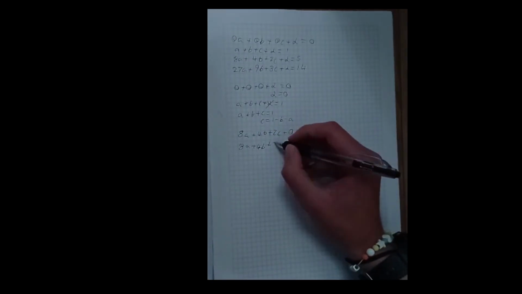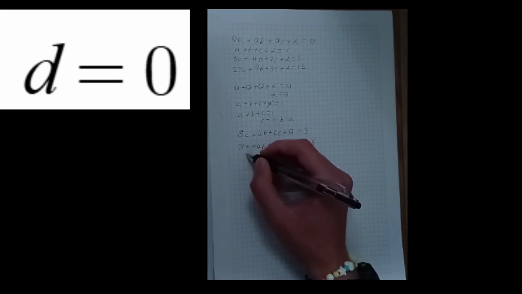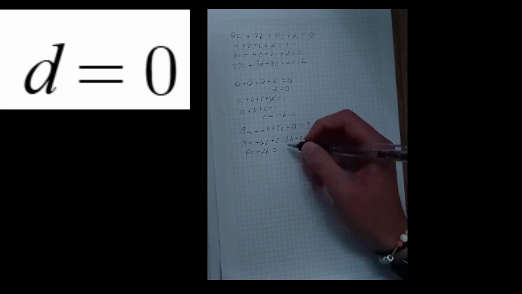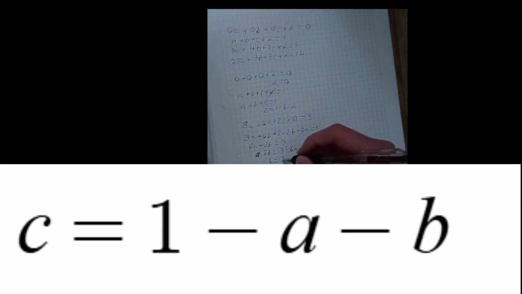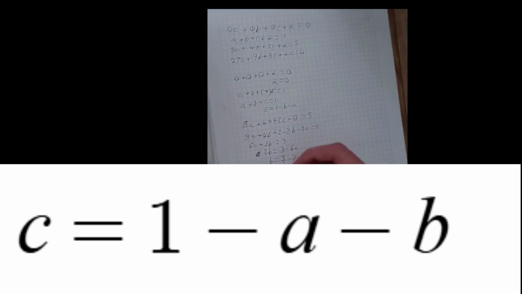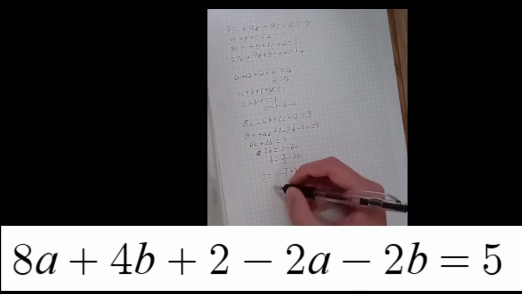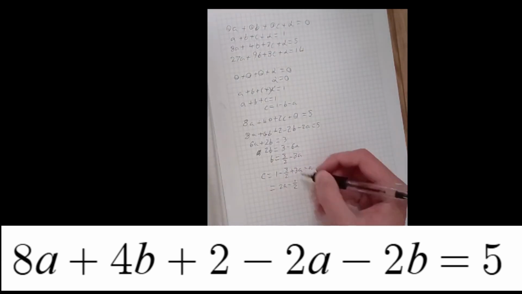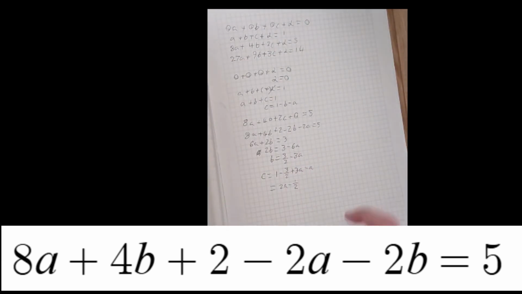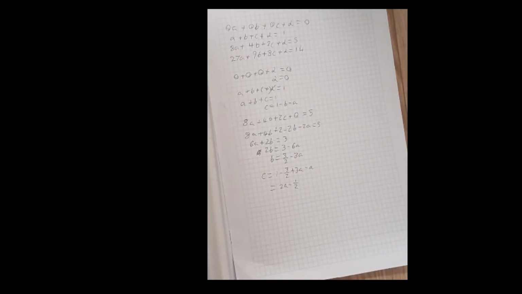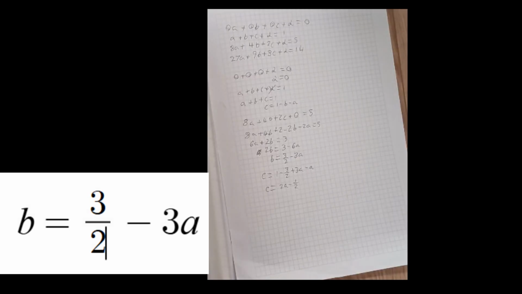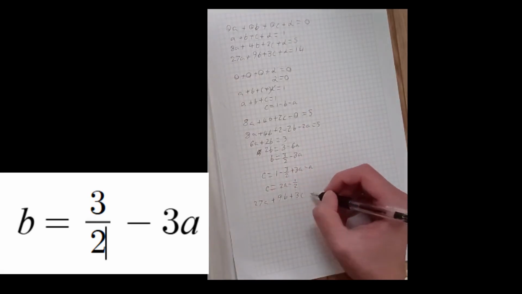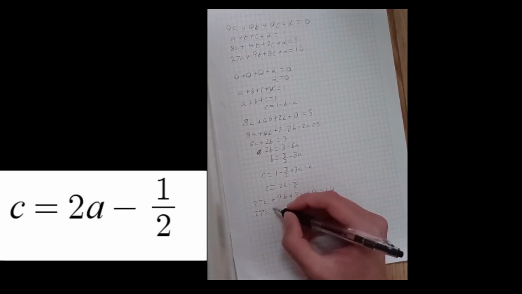Now our first equation tells us d equals 0, so we can remove it from the rest of the equations. We can use the second equation to show c equals 1 minus a minus b. If we sub this value into our next equation, we get 8a plus 4b plus 2 minus 2a minus 2b equals 5, which simplifies to 6a plus 2b equals 3, which tells us b equals 3 halves minus 3a, and c equals 2a minus a half.